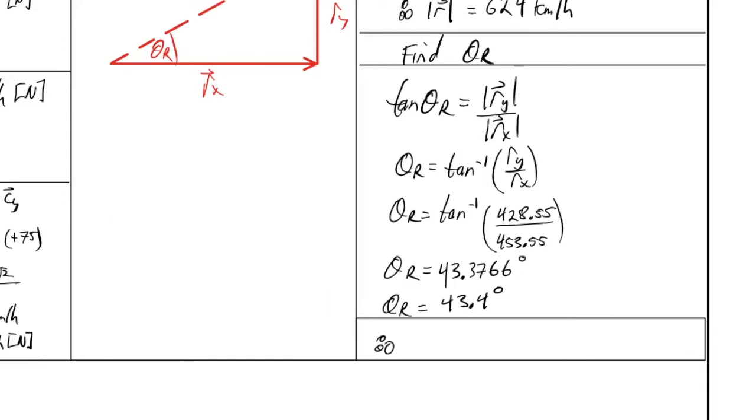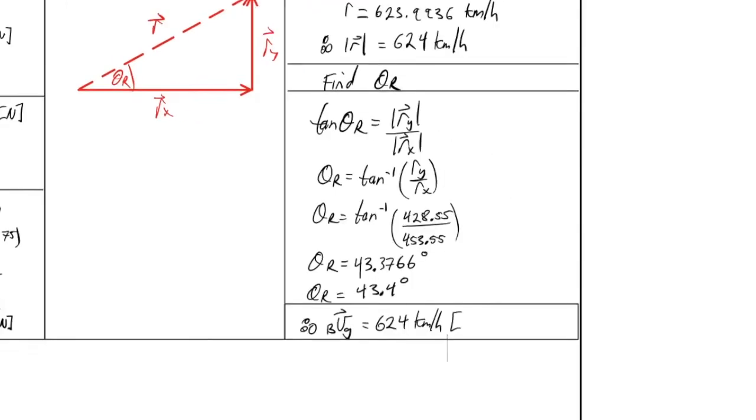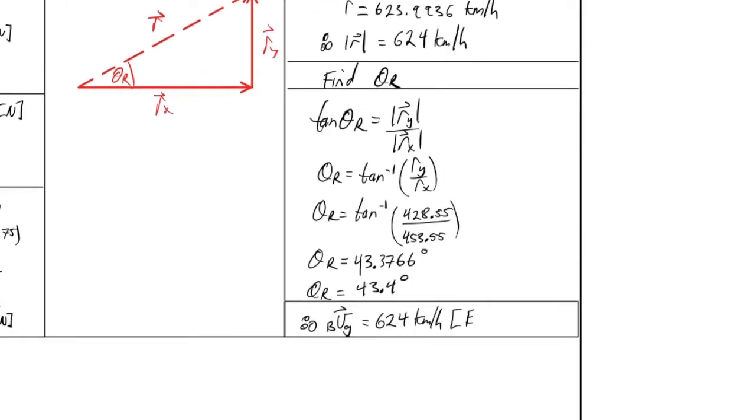And finally, our therefore statement. Therefore, our resultant, actually, let's use the proper notation now. Therefore, B's velocity with respect to the ground, the second plane's velocity with respect to the ground, is going to equal 624 kilometers per hour. And looking at our diagram, it's east then north. So east, 43.4 degrees north. And we're done.